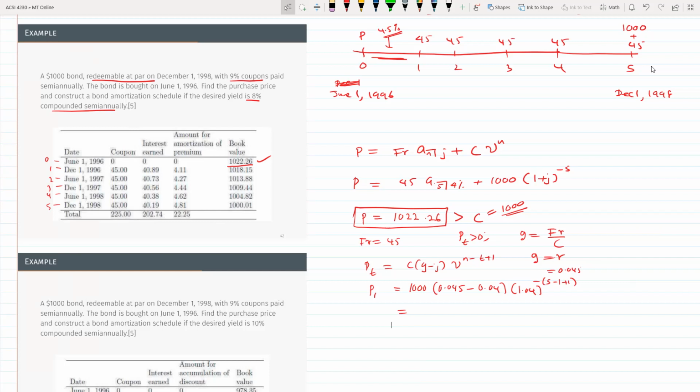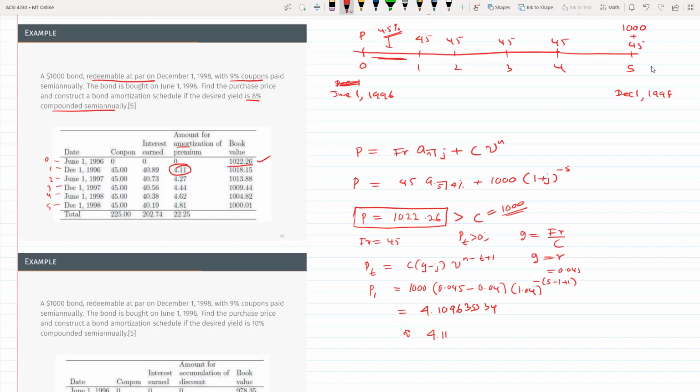So 0.045 minus 0.04 times 1000 times 1.04 to the power negative (5 minus 1 is 4, 4 plus 1). So I would get 4.1096, which is approximated as 4.11 in here.